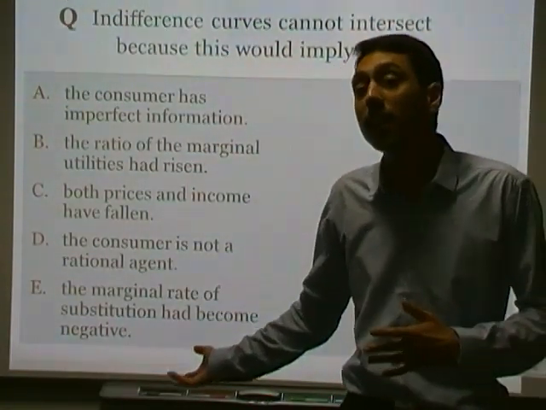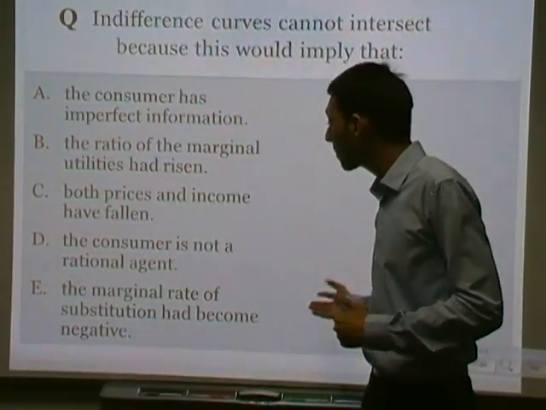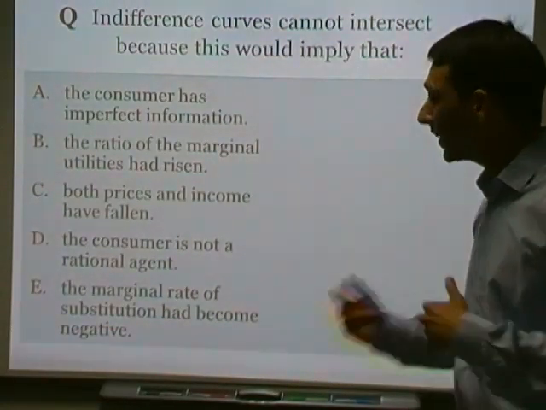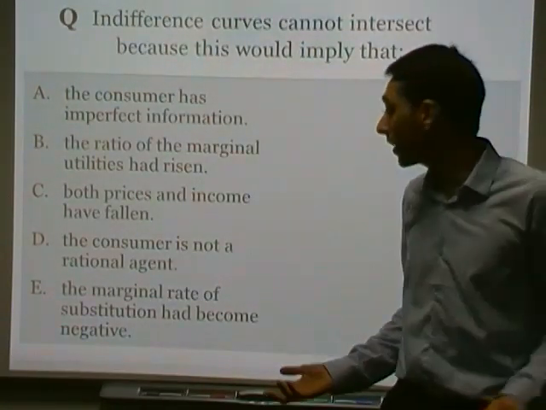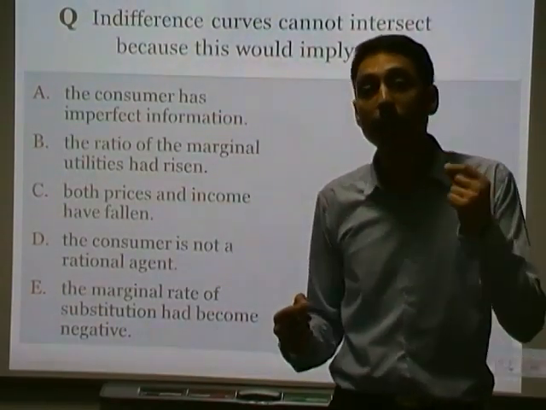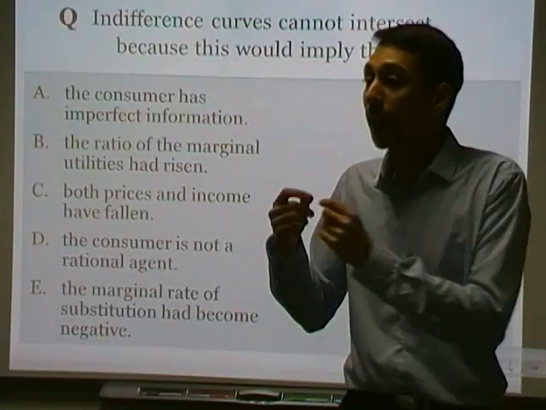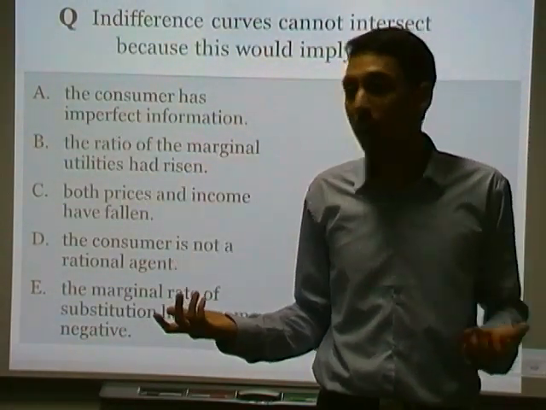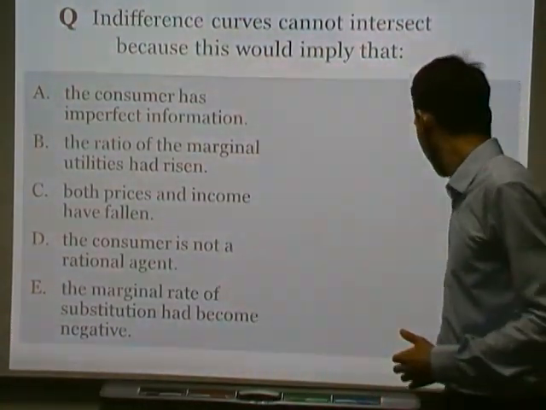Probably that's the case. Okay, let's consider the last one. The marginal rate of substitution has become negative. With two indifference curves intersecting, all the other options are not really the reason. An individual believes that B is better, and C is better than B, but A is equal to B and A is equal to C. That won't happen, right? So the consumer is not a rational agent in that sense, right?